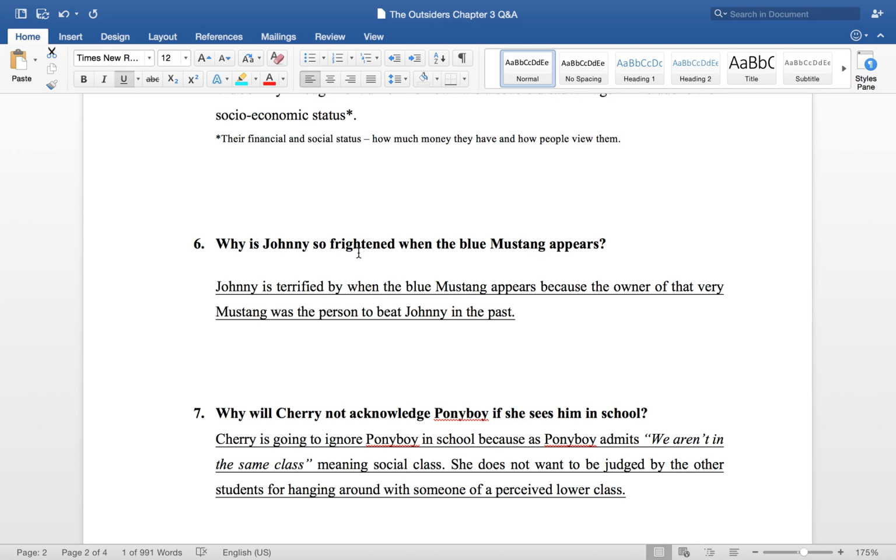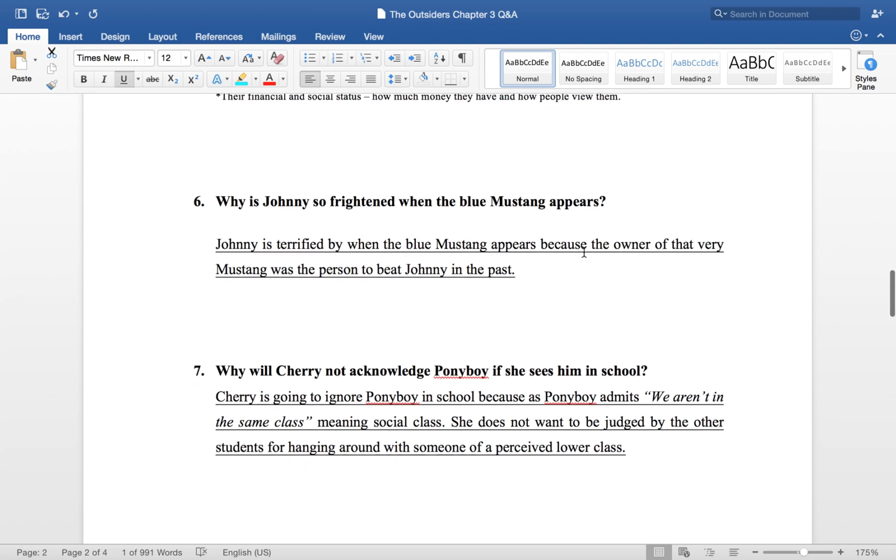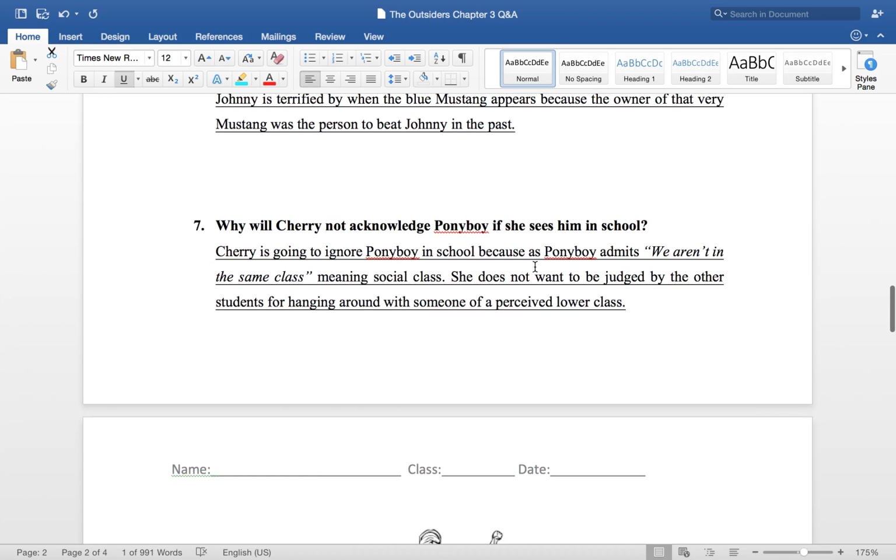So 6. Why is Johnny so frightened when the blue Mustang appears? Simple question, requires a simple answer. Johnny is terrified when the blue Mustang appears because the owner of that very Mustang was the person to beat Johnny in the past. We know Bob with the blue Mustang and the rings cut up Johnny's face.